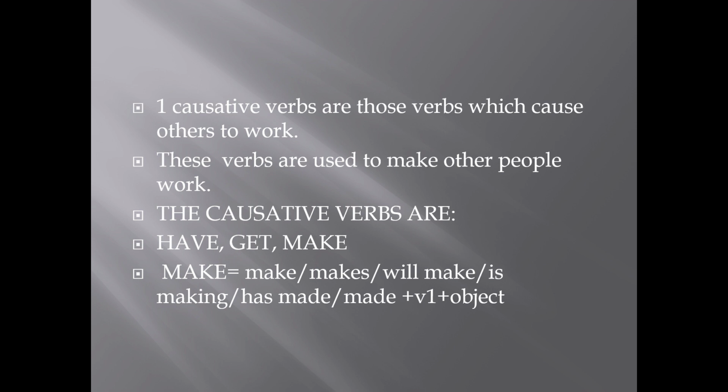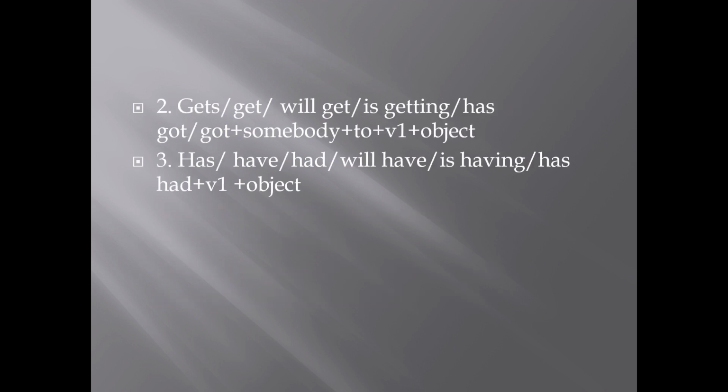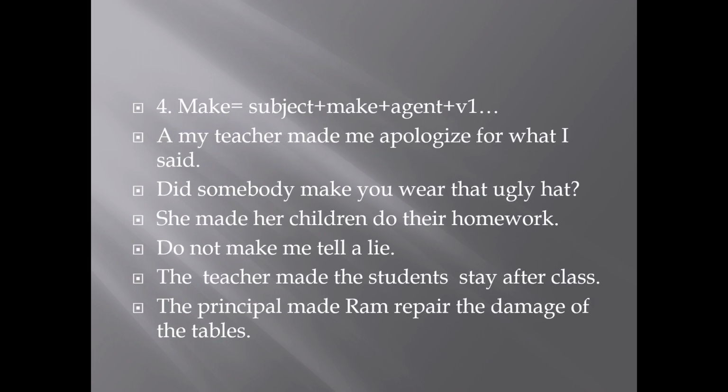Make equals make, makes, will make, is making, has made, and then plus the base form of the verb, which is called V1, or an object. Gets: get, gets, will get, is getting, has got, plus somebody and then plus to and then V1 and object. Has: has, have, had, will have, is having, V1 and object. That is the three forms of causative verbs.